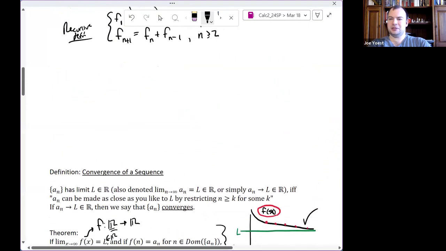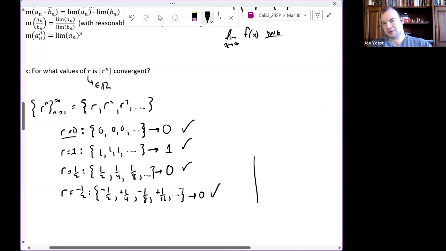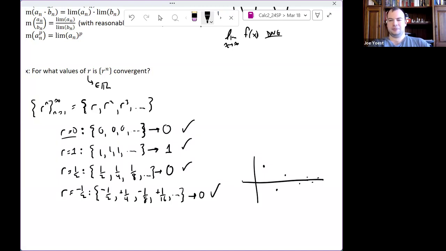This example looks like this. No matter how small the corridor is, you can go far enough out that, even going a bit above and below the hypothesized limit of 0, you can stay within that corridor forever, no matter how small that corridor is.